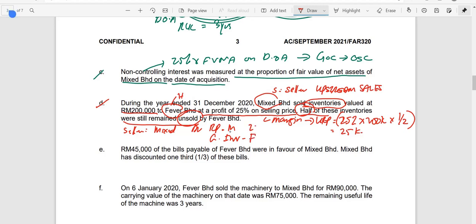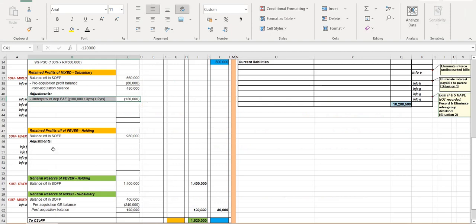How much? 25k. There is no need to eliminate the amount owing, because there is no information saying that there was any unpaid amount. Nothing was mentioned, so you just need to do this only. After you have done that, you can straight away put this in the retained profit of Mix, which is the seller. That is the working. I put the workings here. My advice is for you to put the workings here. 25,000. The debit means to remove.